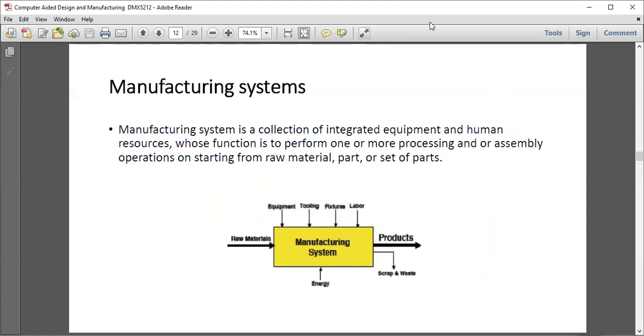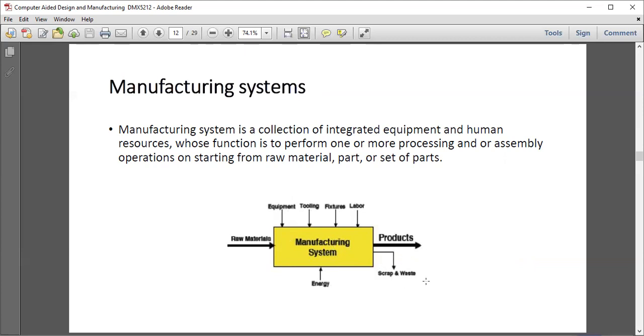Again, this shows what a manufacturing system is. Now you know the term manufacturing. The whole factory we can consider as a manufacturing system, where different kinds of products are manufactured. Maybe this plant we can call a plant manufacturing pens, and another plant manufacturing pencils, likewise. Here you start with the raw material, equipment, tooling, fixtures, and labor or human resources and energy. All these together work and output the product.